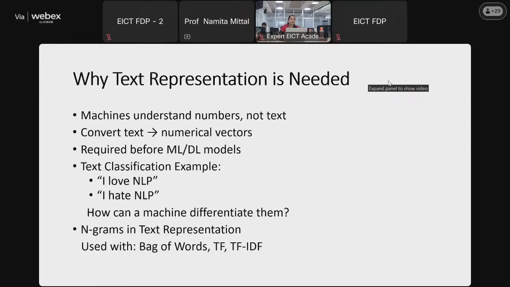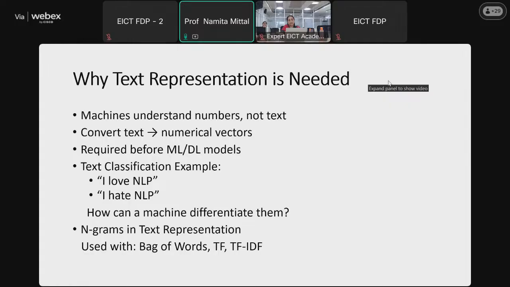Before that, why is text representation needed in terms of bigrams or in general? As we understood in the last class, machines do not understand text. So we need to convert our text into numbers. First of all, convert text into numerical vectors. There we have learned many ways.